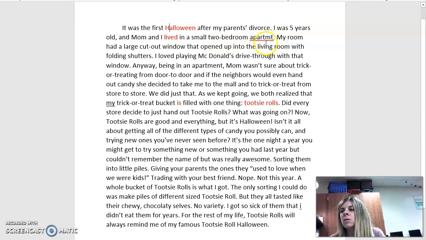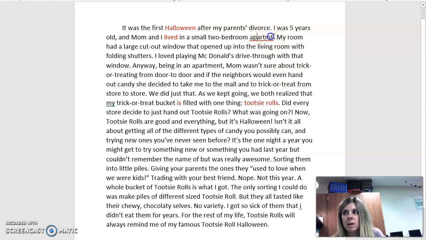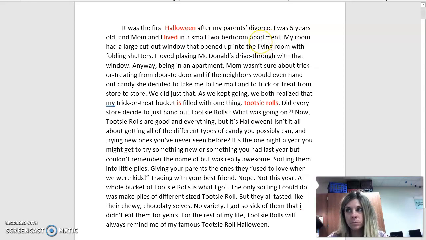Now, the word apartment is underlined with that red squiggle because it's not spelled correctly. So I need to fix it. You can right-click on it, and it will pull up some options for you. Unfortunately, apartment didn't pop up. So I'm going to see what I can do to fix it. Apartment. There's something missing here. Let's try an N. Apartment. I know I've got an N sound. Ah, now it pops up. Apartment. That's how you spell it.